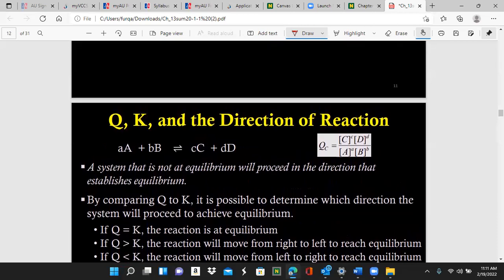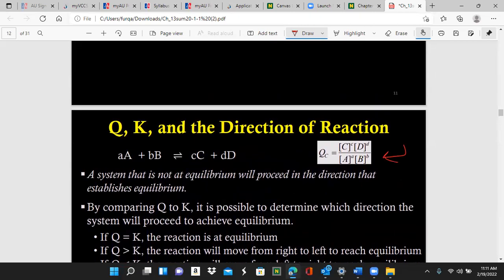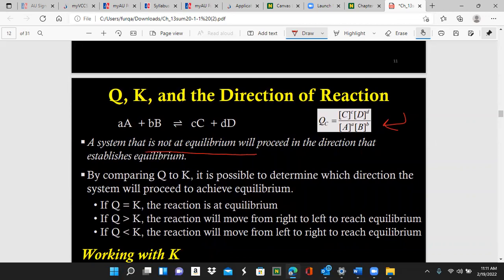So Q and K and the direction of the reaction is what we are interested in. A system that is not at equilibrium will proceed in the direction that establishes equilibrium. That is the intrinsic property of any chemical reaction. Any reversible reaction would like to achieve an equilibrium. So even if there is a disturbance in the equilibrium, the reaction will again move in the direction wherever it is supposed to go to attain the equilibrium.